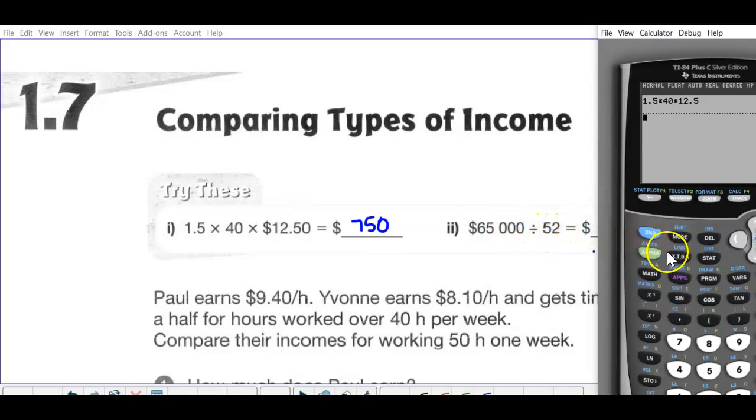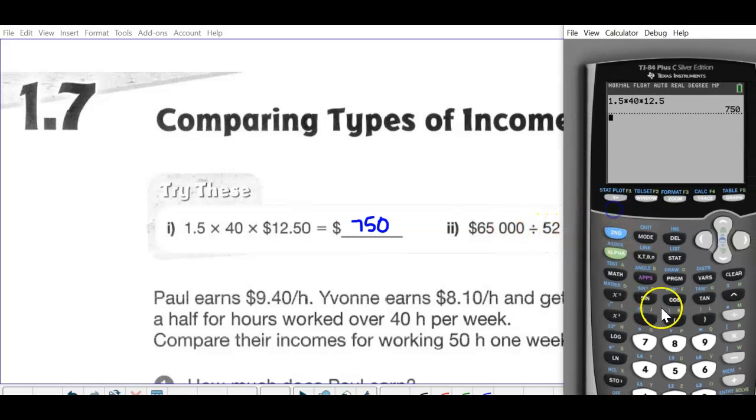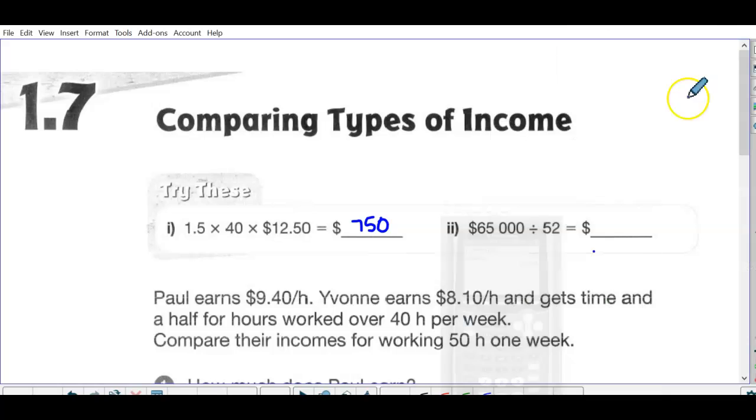Dividing by 52 gives you a weekly salary. So 65,000 divided by 52 is 1,250 per week.